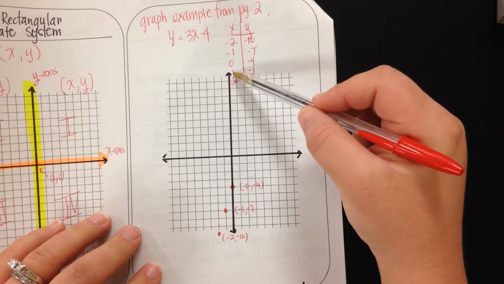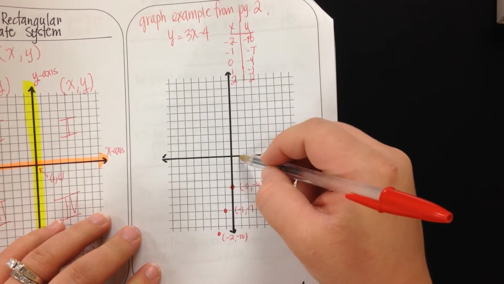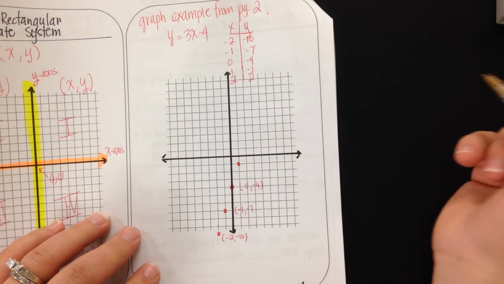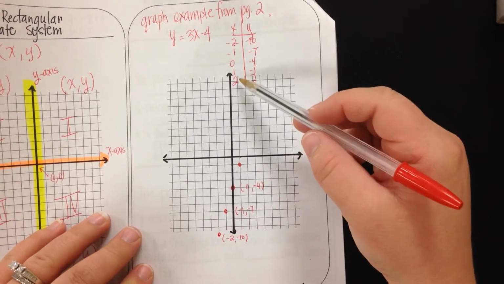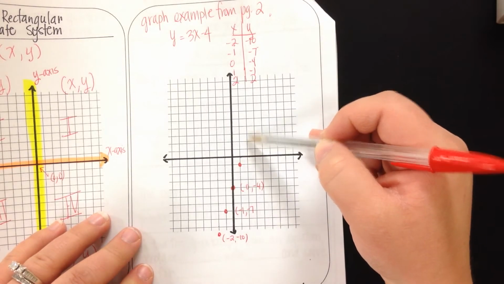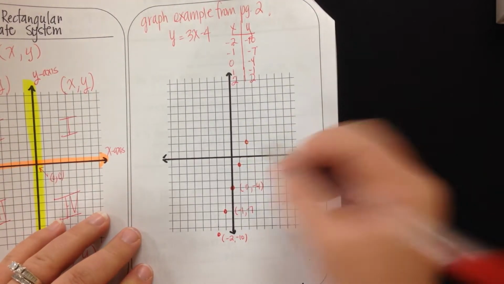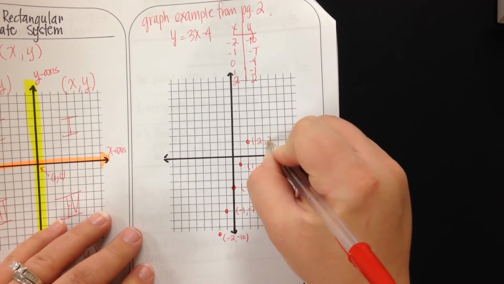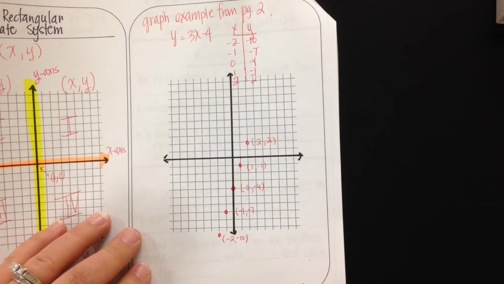2 more points, 1 and -1. So my x-axis is 1, and then I need to go down 1 on the y-axis. Last but not least, 2, so I'm going to go over on the x-axis 2, and then up 2 on my y-axis. And you can clearly see that all of these points do form a line.